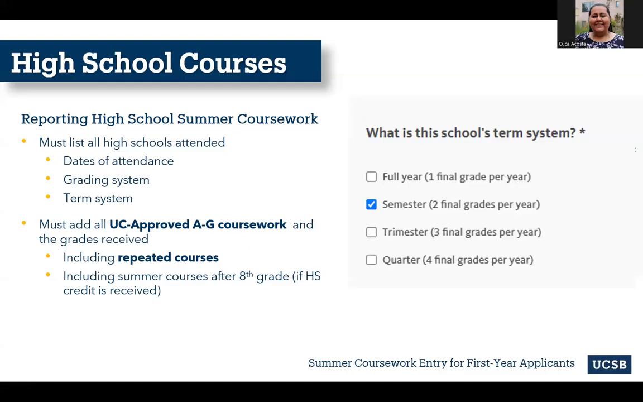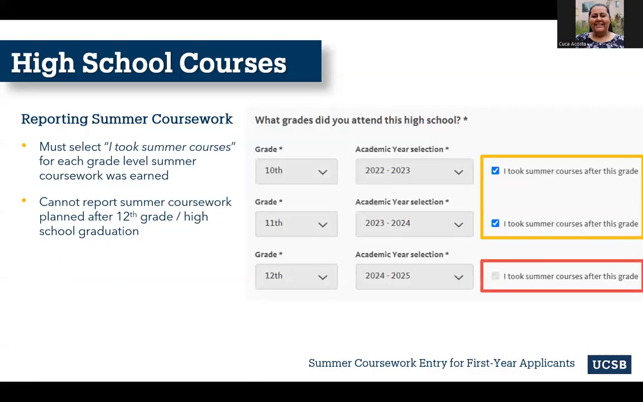So if they did repeat a course, they still need to input that course in the UC application. So their original course and grade, as well as the repeated course and grade. And then, of course, we just talked about this, but if they had any summer courses after 8th grade or the summer before 9th grade where high school credit was received, yep, they're inputting it in this section as well.